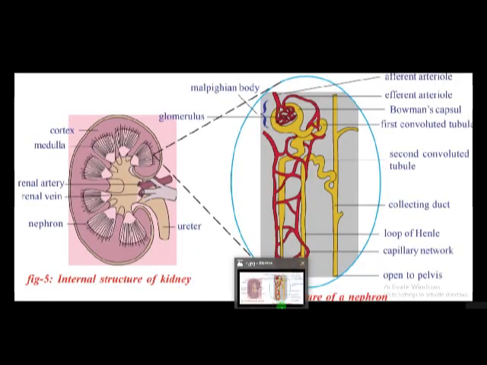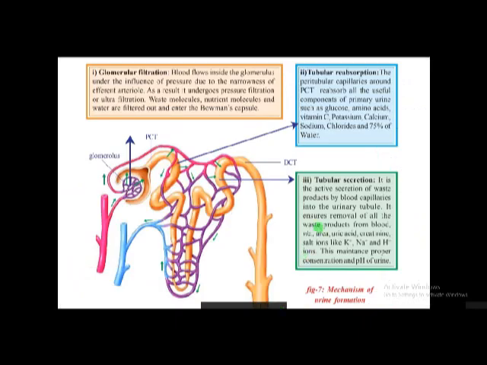Now we discuss the formation of urine, how the urine is formed in the nephron. Formation of urine mainly consists of 4 stages. The first one is called glomerular filtration, second one is called tubular reabsorption, third one is called tubular secretion, and the fourth one is called concentration of urine. First we discuss glomerular filtration.